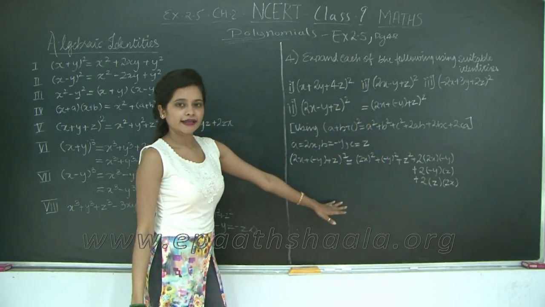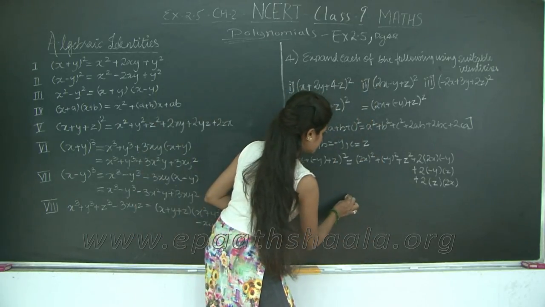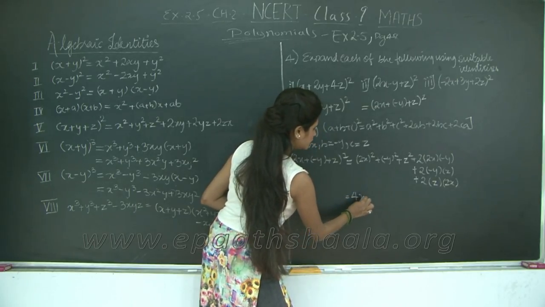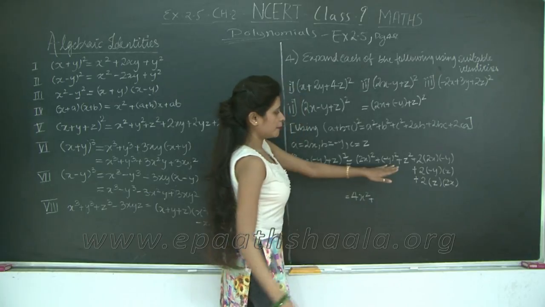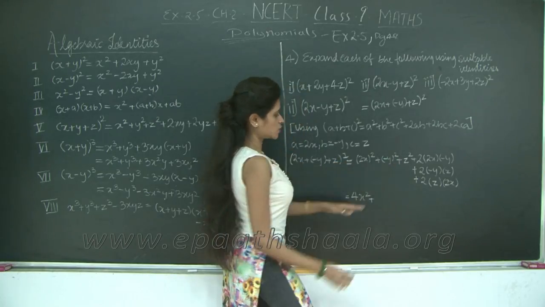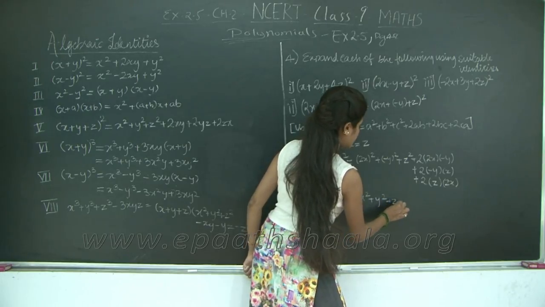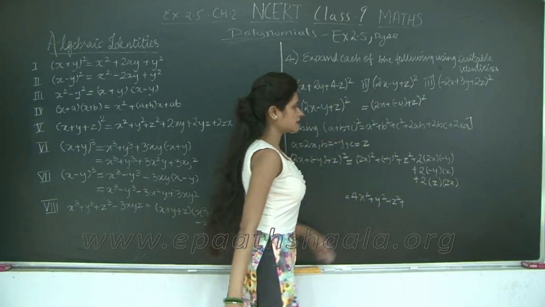Right? Let's go ahead and expand this. This is equal to 4x square plus square of minus y will give you y square, plus z square plus. Now let's multiply the brackets.